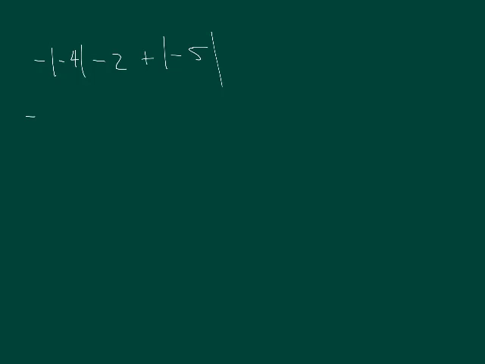So the absolute value of negative 4 is 4. This negative here is that one. Minus 2 plus the absolute value of negative 5 is 5. So now I have negative 4 minus 2 plus 5. Negative 4 minus 2 is negative 6, plus 5. Negative 6 plus 5 is negative 1. And I'm done.